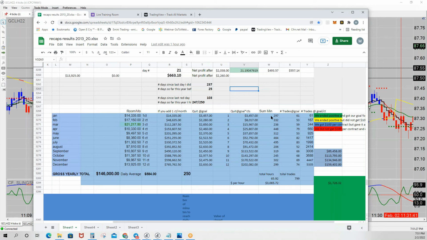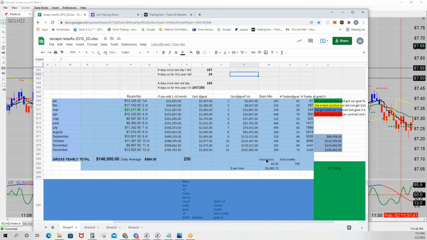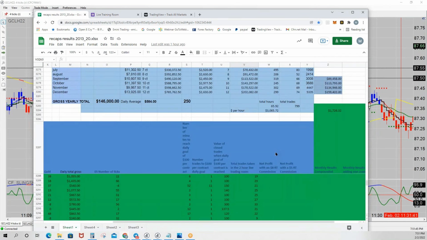And if you add up what I earned adding one contract per month, and you divide that by the amount of hours that I actually had to work to get there, it would have worked out to $3,065 an hour. Now, I know that's a huge number, but $3,065 an hour is how we ended the year.